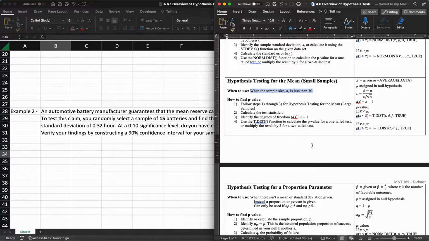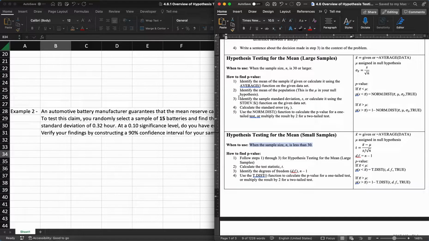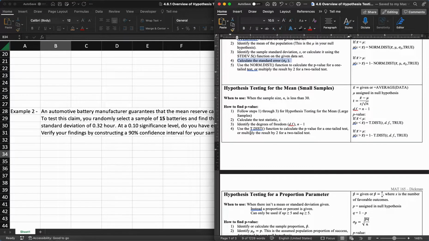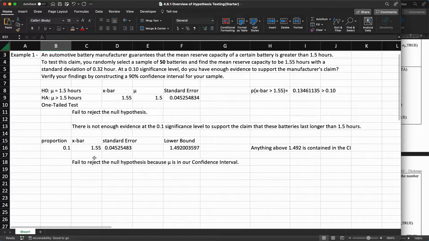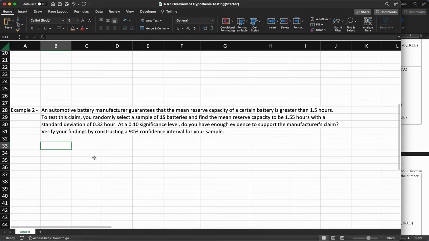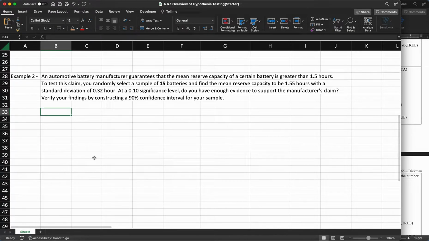So, notice, follow steps 1 through 3 from hypothesis testing for large means, because all of that stuff is the same. The thing that's different is how we calculate the p-value. So I could copy and paste a lot of this stuff over, but I'm going to start from scratch and go through this process again, but I'm going to go a little bit quicker.